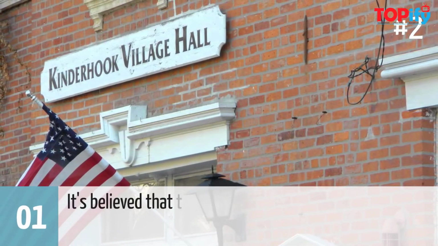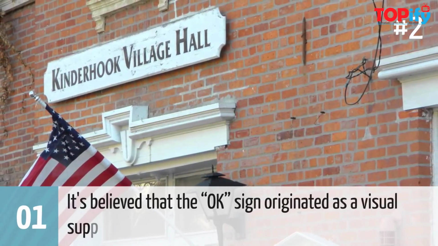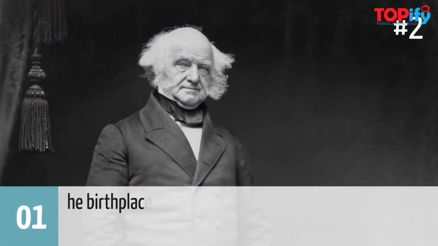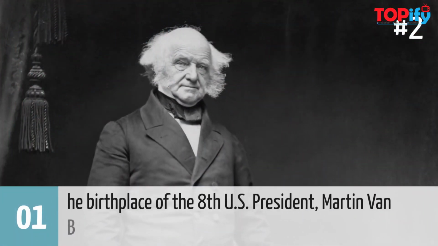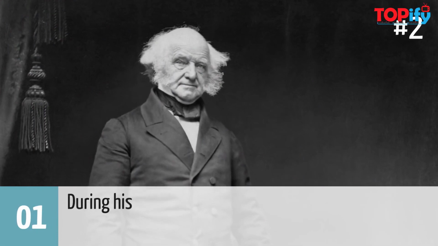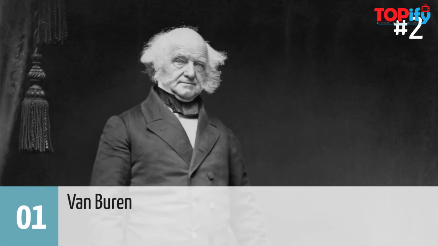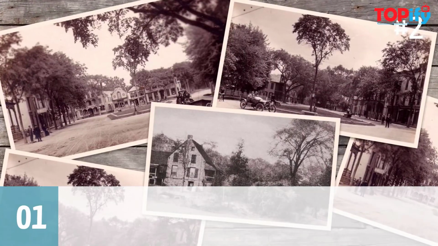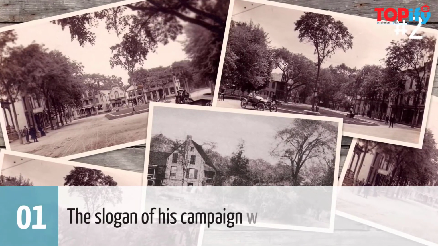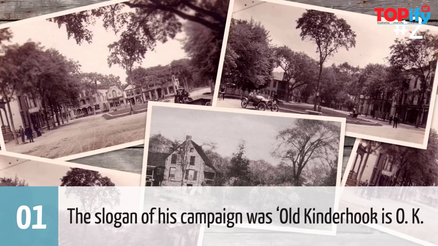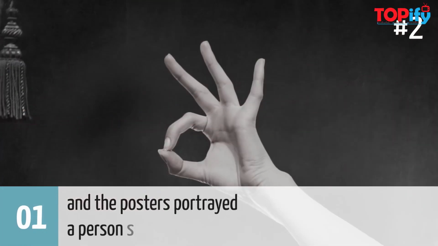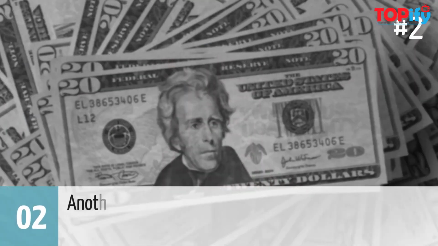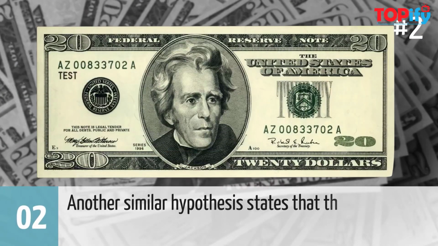1. It's believed that the OK sign originated as a visual supplement to the abbreviation of Old Kinderhook, New York, the birthplace of the 8th U.S. President Martin Van Buren. During his election campaign, Van Buren adopted an alias that sounded like the first letters of his hometown's name. The slogan of his campaign was "Old Kinderhook is OK," and the posters portrayed a person showing the OK gesture.